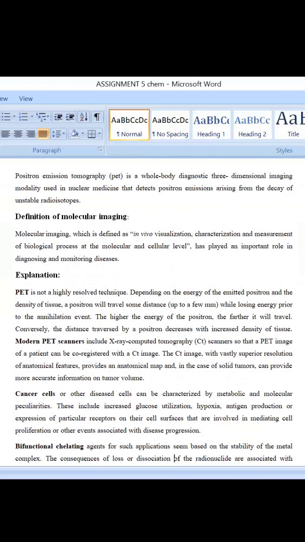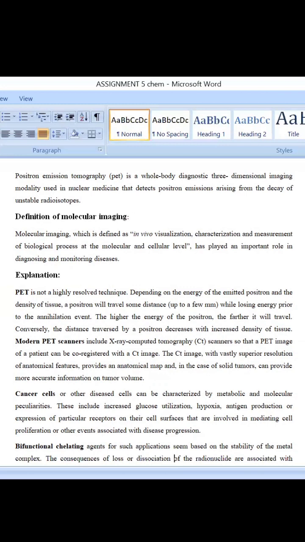Modern PET scanners include X-ray computed tomography, CT scanners, so that a PET image of a patient can be co-registered with a CT image. The CT image, with vastly superior resolution of anatomical features, provides an anatomical map and in the case of solid tumors can provide more accurate information on tumor volume.